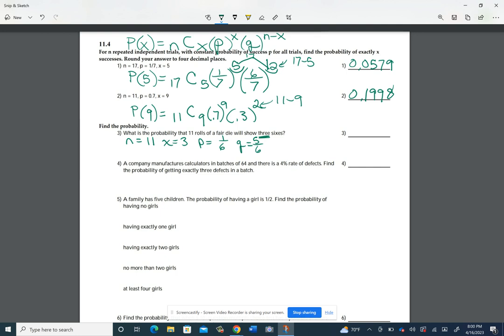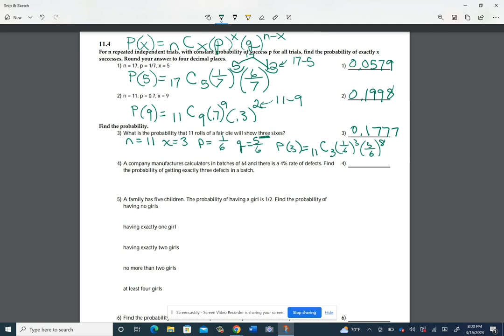So when you set it up, you're going to set up the probability of exactly 3 6s. It would be 11 choose 3, then 1/6 to the 3rd power, and then 5/6 to the rest, the 8th power. And then you would work that out, and the answer should be 0.1777 if you rounded to 4 decimal places.